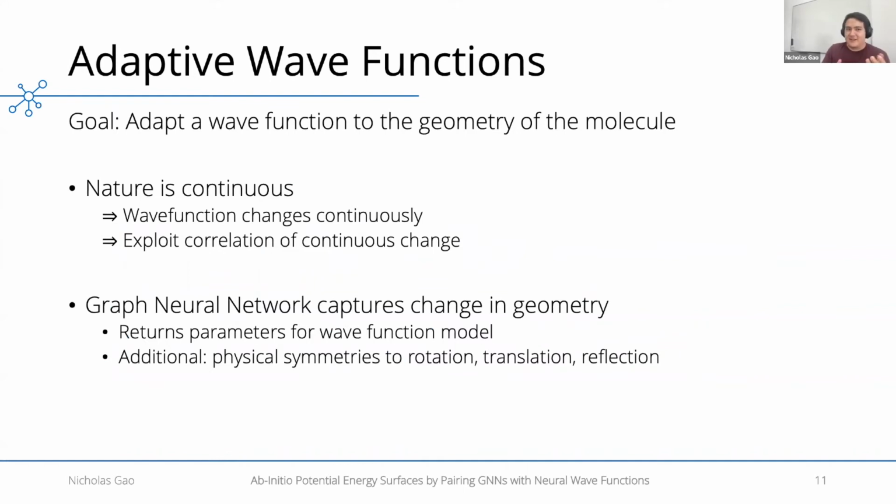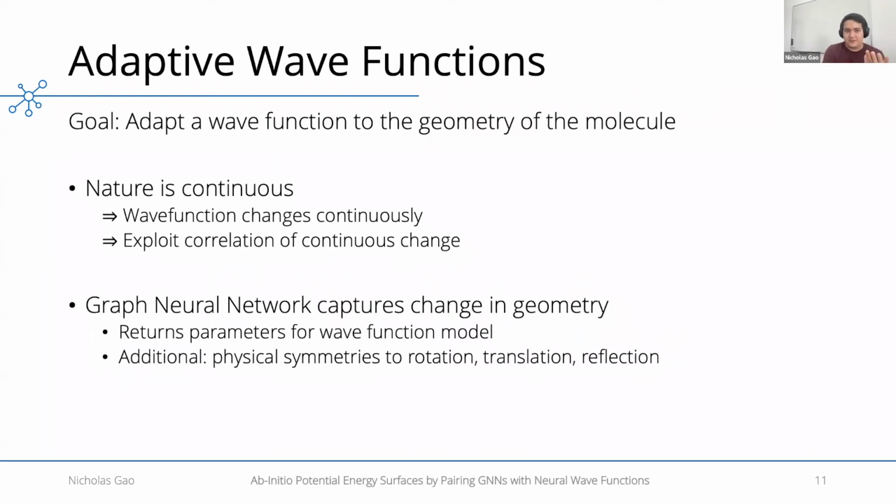So as I just said, the idea is that we have adaptive wave functions. We want, given a geometry, to return a wave function which solves the Schrödinger equation for that geometry. And the simple motivation for this is that nature is continuous. So if I have two atoms and I do a small perturbation, I don't expect the wave function to be completely different, but it should change in a continuous fashion according to my perturbations on the structure.